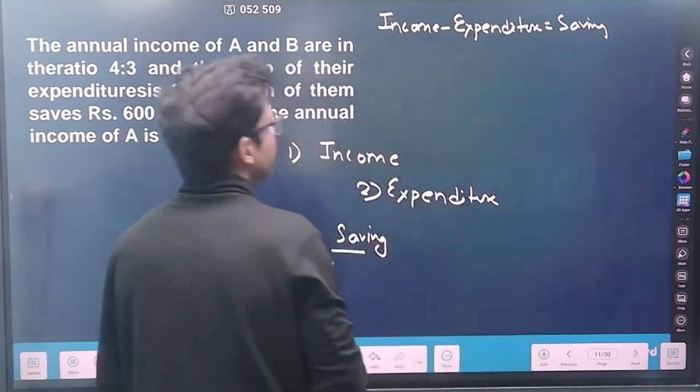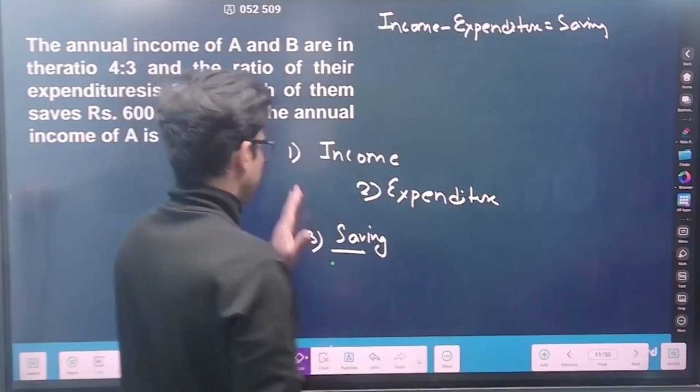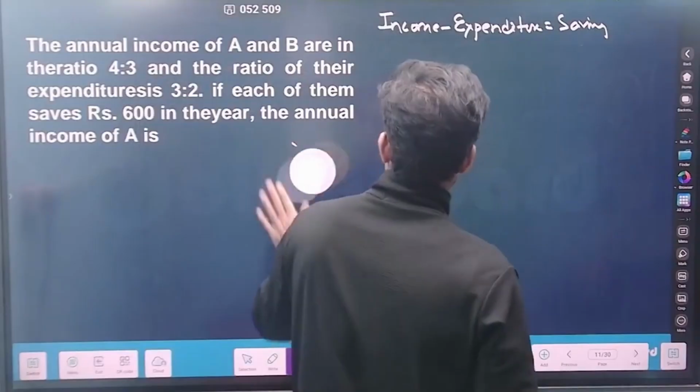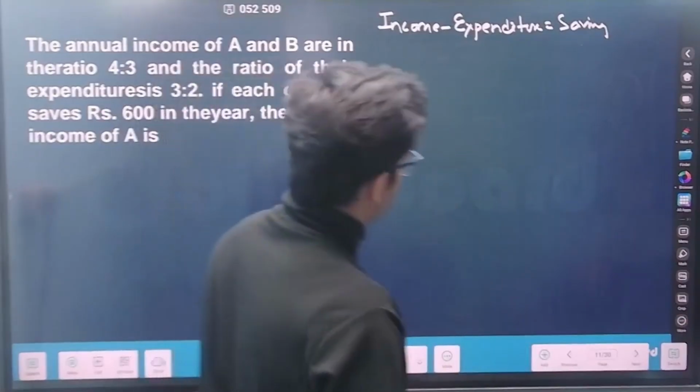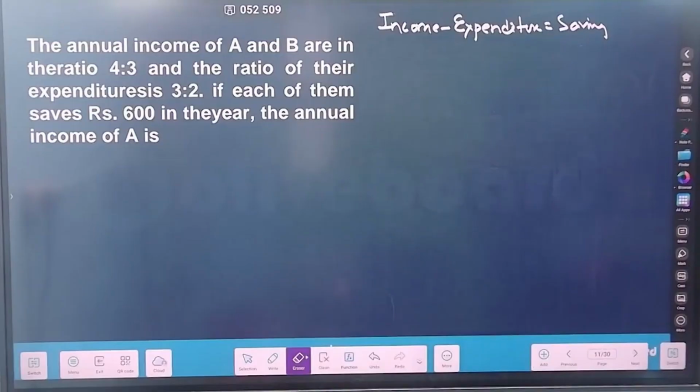Okay? So first solve this, then we'll go further. Solve this question, come on.